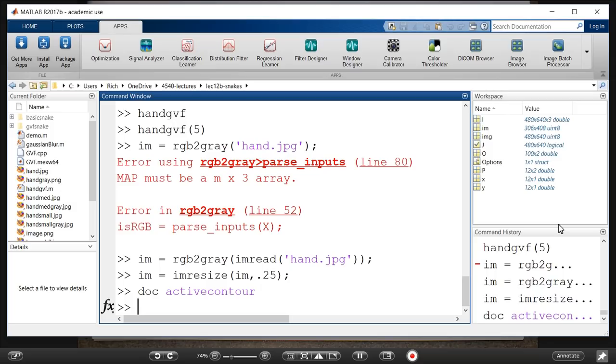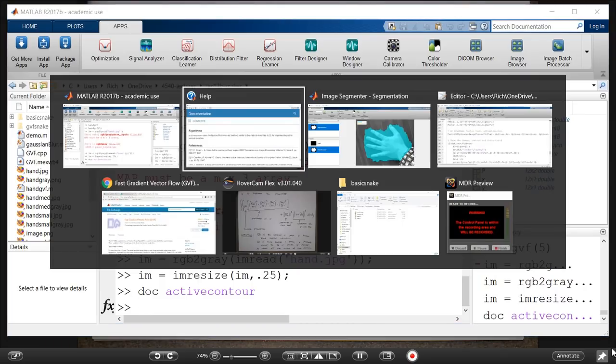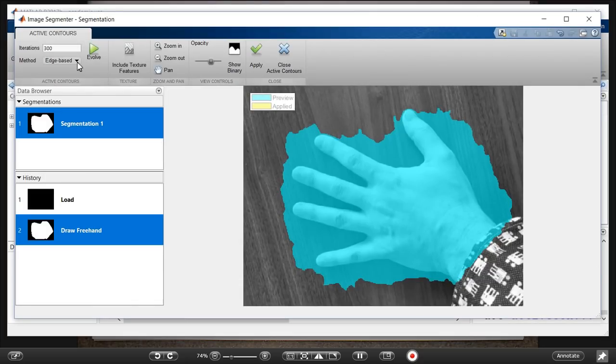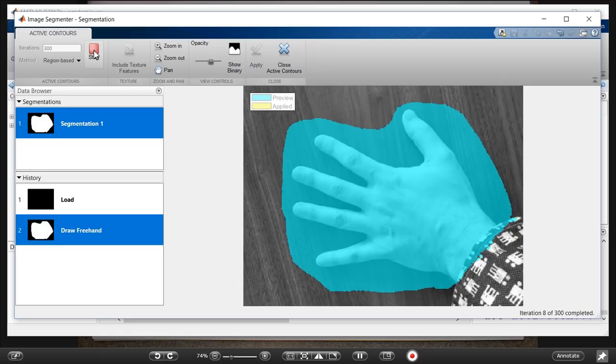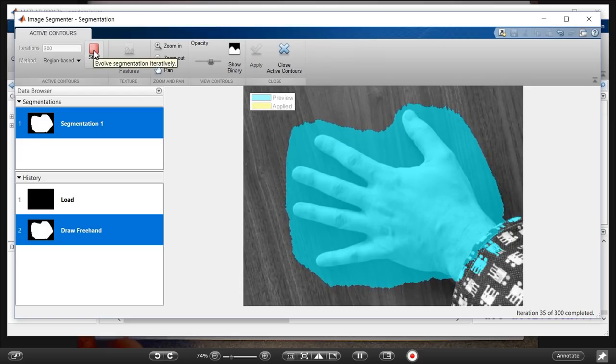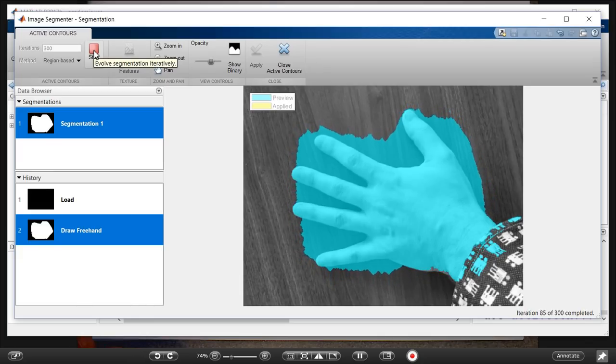Okay, so there is one more cool idea that I want to introduce to you that makes life a little bit easier. Let's recall the first example that I did, where I had the choice of edge-based or region-based. So let's try this region-based thing. Whatever this region-based thing is, it seems like it's doing better and faster. That's good, although in this case, it also seems to be chewing into my hand, which is not great.